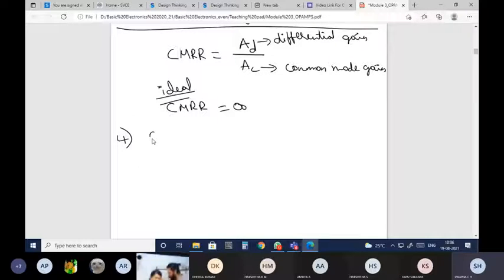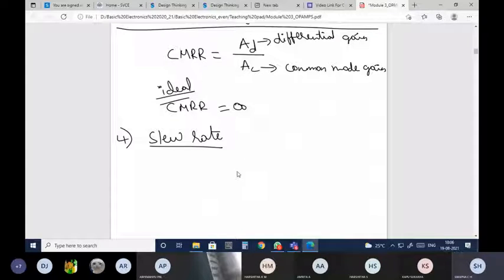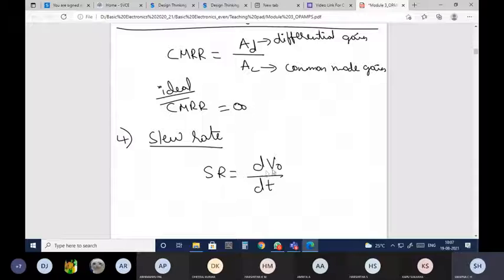Coming to the fourth parameter, it is slew rate. It indicates how fast the differential amplifier reaches its output. If I'm giving some input and there are any variations in the input, how fast the output is varying with respect to time, that is given by the slew rate. So the slew rate is given by SR equal to dV naught by dt. How fast the differential amplifier reaches its output if there are any changes in the input.